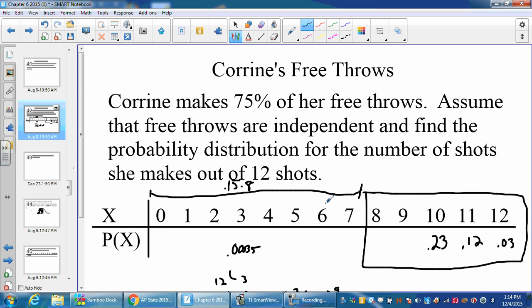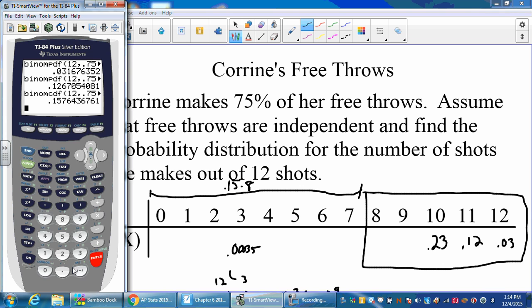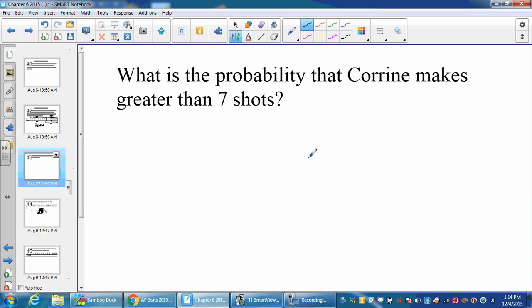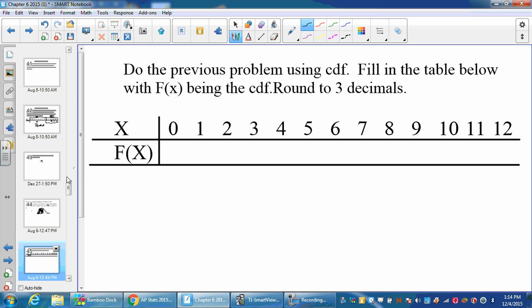So if this is 15.8% of the data, we just have to take 1 minus that value to answer our question. So there is an 84% chance that she's going to get 8 or higher. I guess I should probably write that on the right page. Now, in this one, we could fill in this chart of doing our CDF all the way up. We knew that at 7, it was 84%.